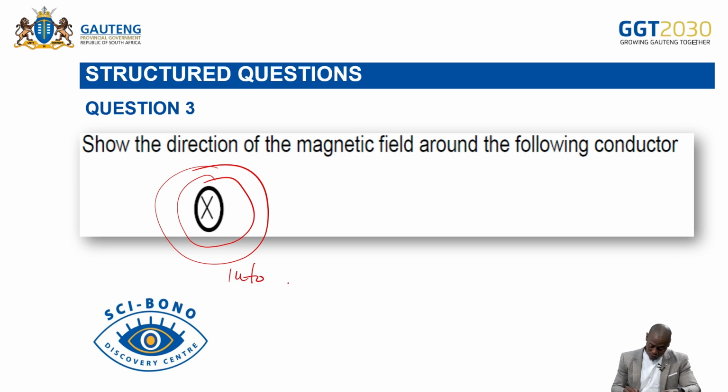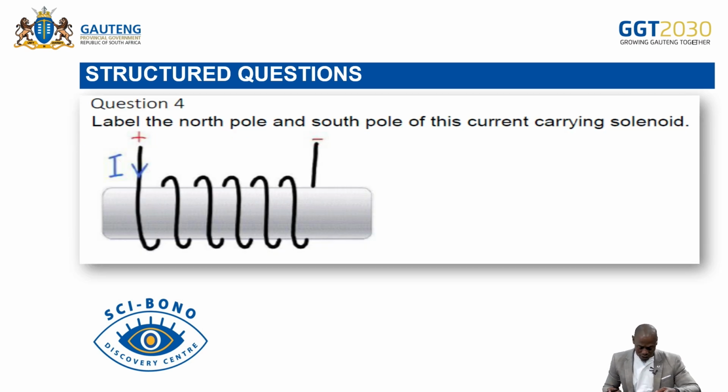So it's into the page. Then into the page again. Use your right hand. The curl fingers are pointing in which direction? Clockwise direction. So it's clockwise. Clockwise direction. Okay. Then this is a solenoid.